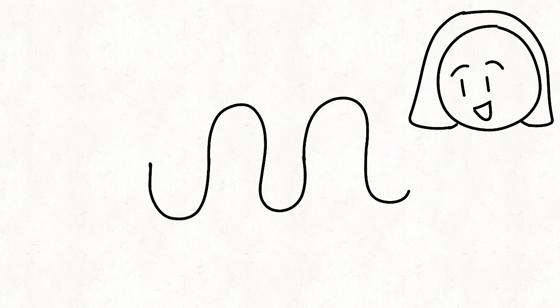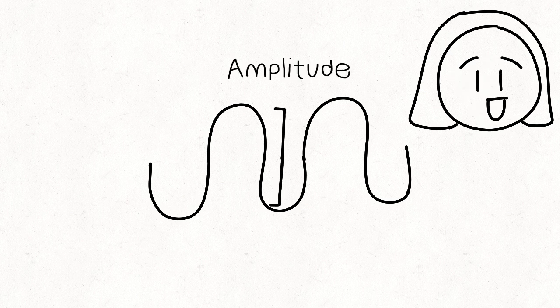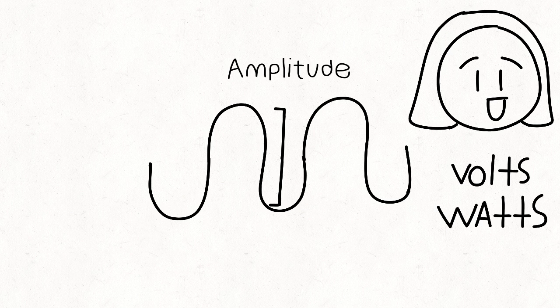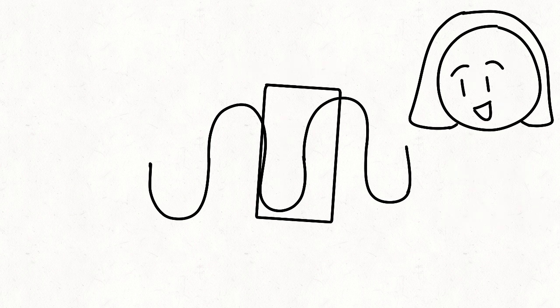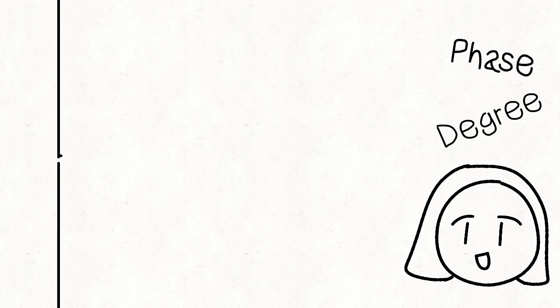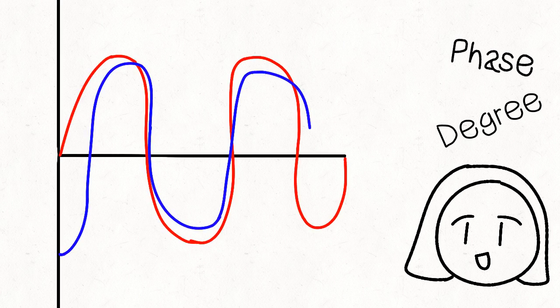First, let's identify the wave properties. The height of a wave is called amplitude and is represented in volts and watts. The number of cycles or waves per second is called frequency and is represented in hertz. And lastly, phase or degree is where the wave is at any given moment.